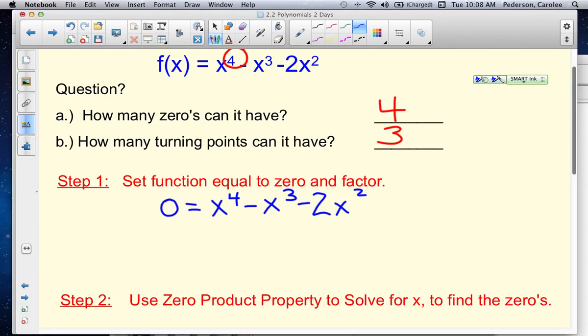Then think about your factoring rules. See if you can factor this function on your own. So you try that one on your own.